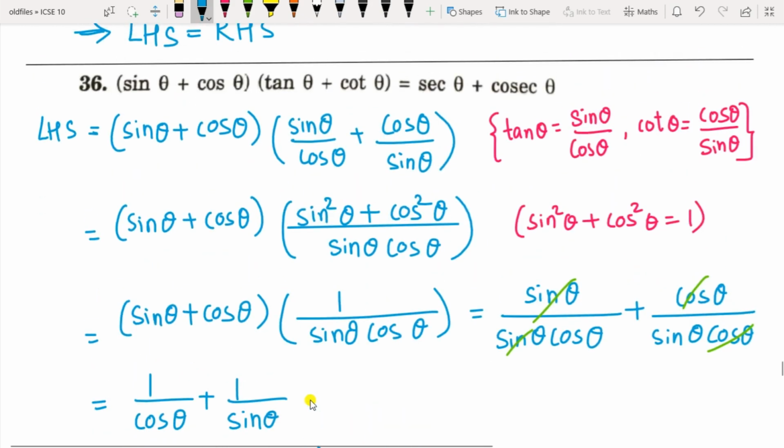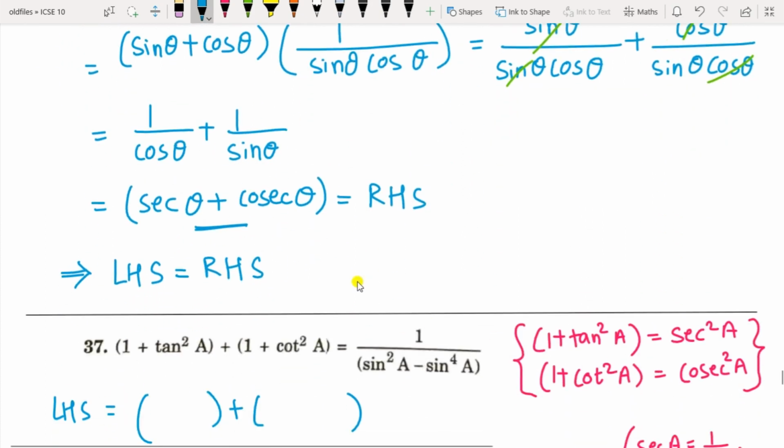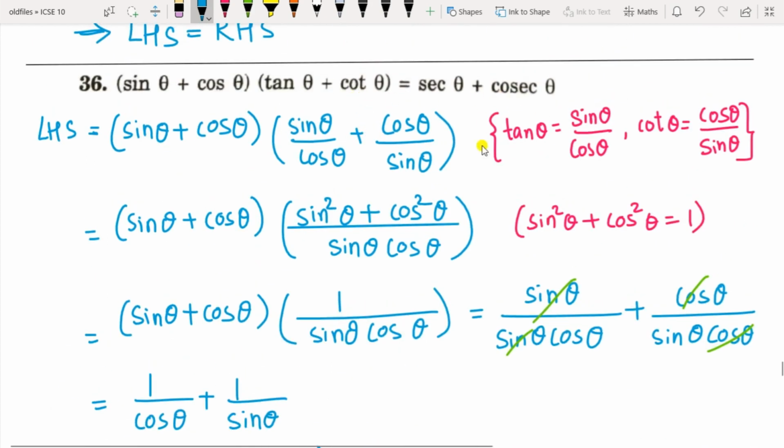Question 36 here is (sin plus cos)(tan plus cot). So in place of tan and cot you have to substitute these values. Take the LCM of this bracket, and sin square theta plus cos square theta is 1. So the numerator becomes 1 here, right? Now split the denominator. So sin upon this denominator plus cos upon this denominator. So here sin and cos will get cancelled. So what will remain is 1 upon cos and 1 upon sin. So therefore 1 upon cos is sec and 1 upon sin is cosec. That is our RHS. Hence proved.